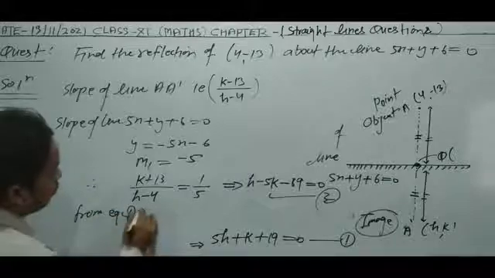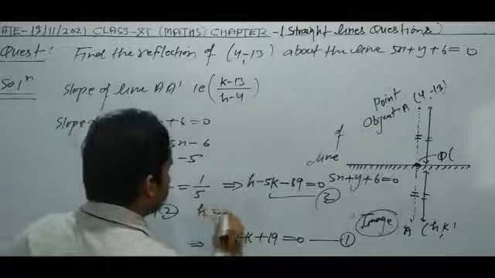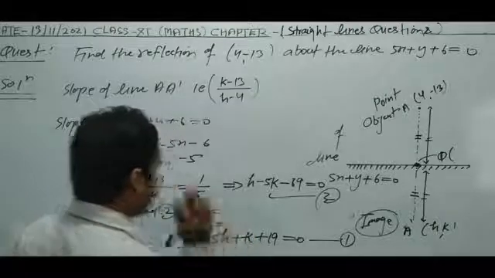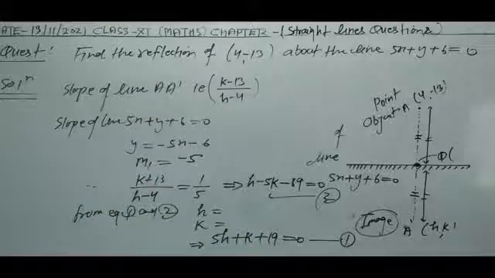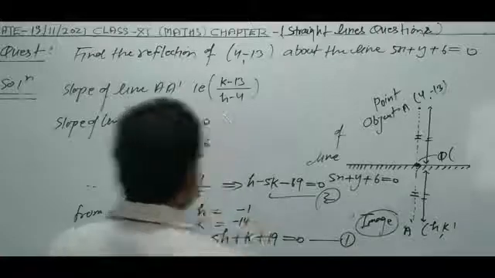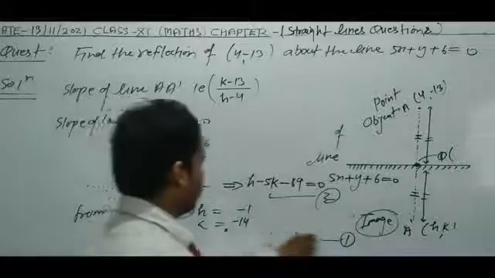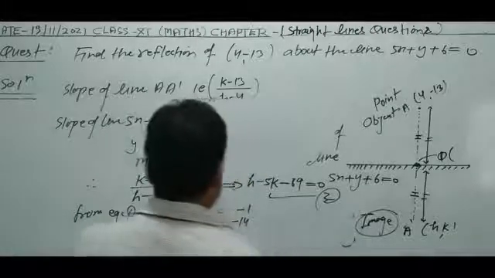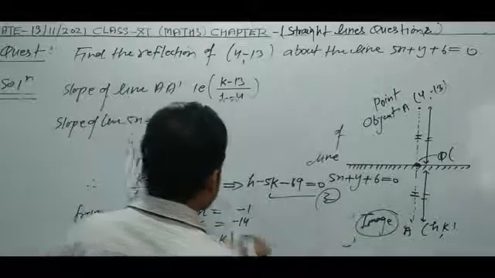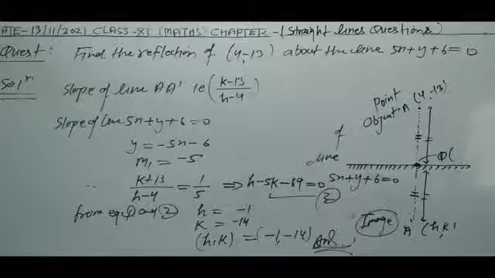From equation 1 and 2, by using simultaneous linear equations in two variables, you will get the h value as minus 1 and the k value as minus 14. So the coordinates (h, k) will be (minus 1, minus 14). Now this is the answer. Now this question is completed.